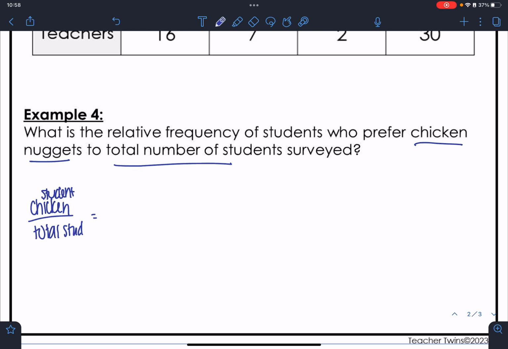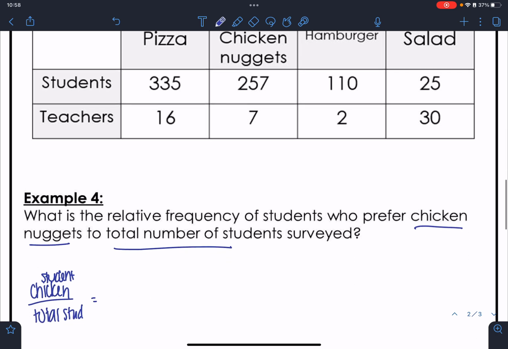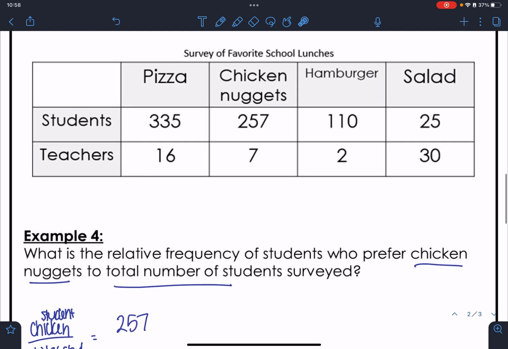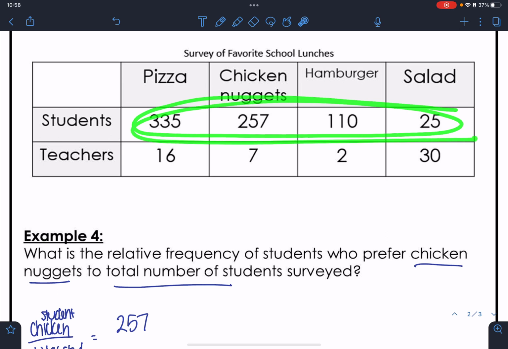So how many students prefer chicken nuggets? Good, 257, according to my table. But how many total students are there? 727. Good. How did we get that? Add up your entire student row. Good.